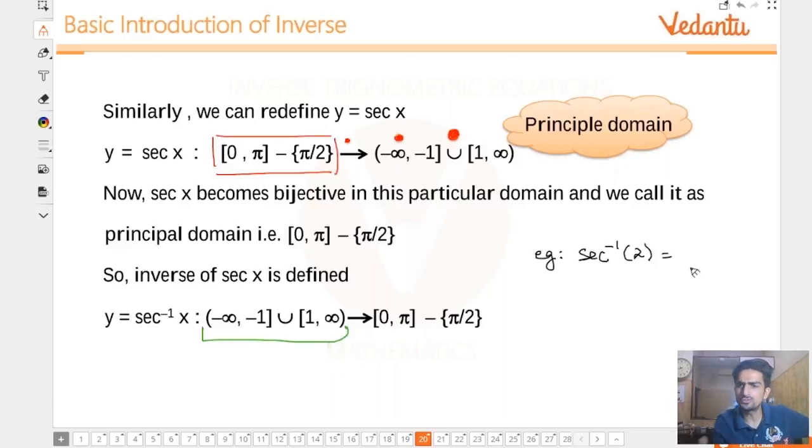So secant inverse 2 means the angle for which secant is 2. That is, cos is half. Now when is cos half? Pi by 3. Okay, guys. Secant inverse minus 2.